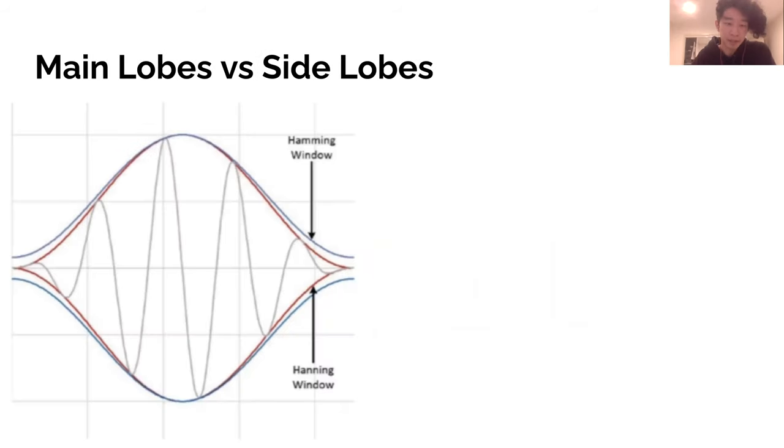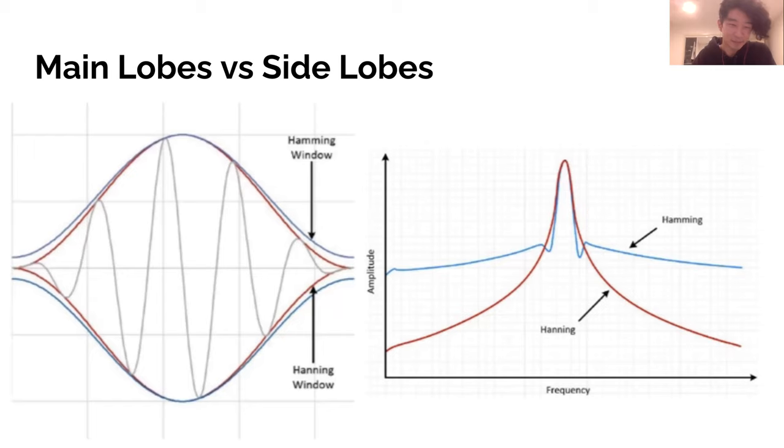What I mean by main lobe, I'll show with this example. We have two of the most common types of windows here, the Hamming window and the Hanning window, unfortunately named. So we'll call them the red window and the blue window. Once you apply these two windows to the signal, you get the picture on the right. You can see with the blue window, the Hamming window, the lobe around the main frequency in the middle is narrower than the red one. That's generally better because it means the power around the main frequency is more concentrated.